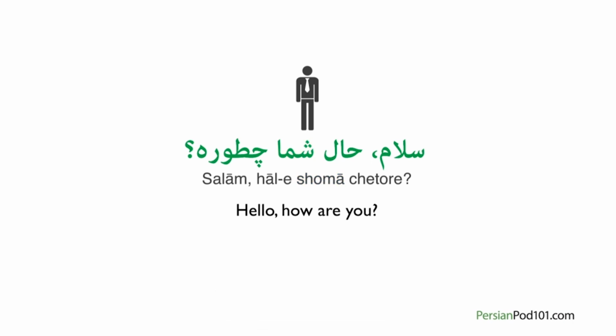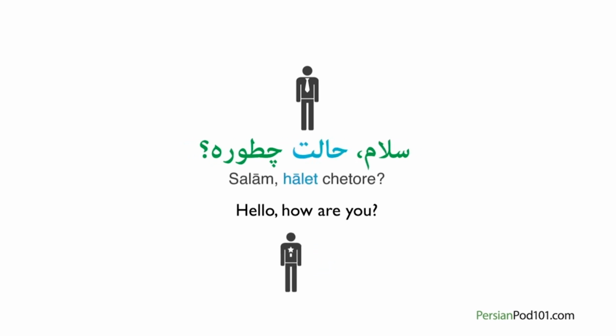Now, if you remember the first lesson, adding et to a word made it informal. Therefore, if you add et to hal instead of shoma, you make the whole sentence informal. Salam, halet chetore.